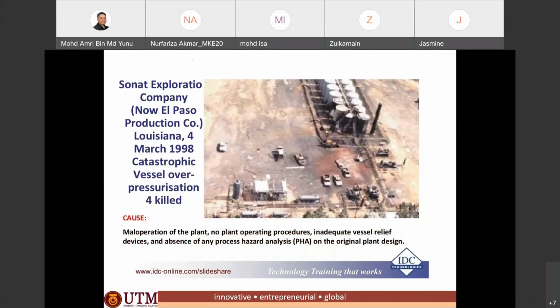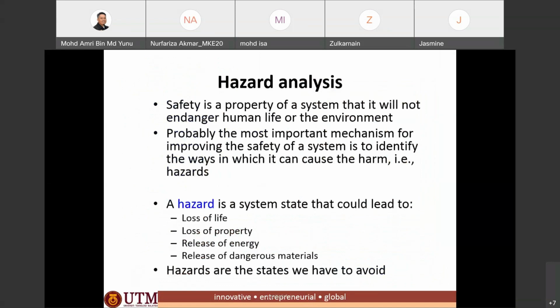The other example I can put is right. One of the important things in safety is hazard analysis. Safety is a process that will not endanger human life or the environment. The main purpose is to protect the human life, the operator or the worker, and also the assets. Not only the environment, but also your asset, your structure, your buildings.